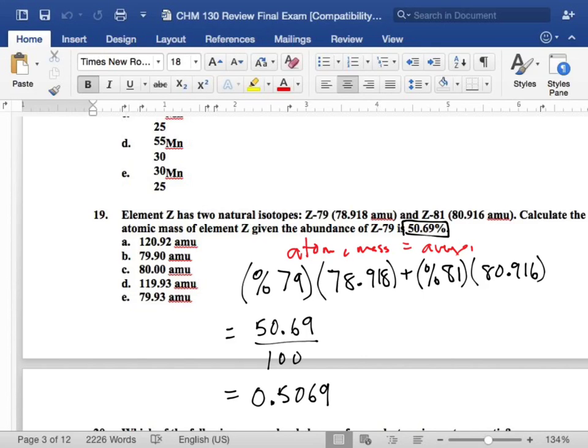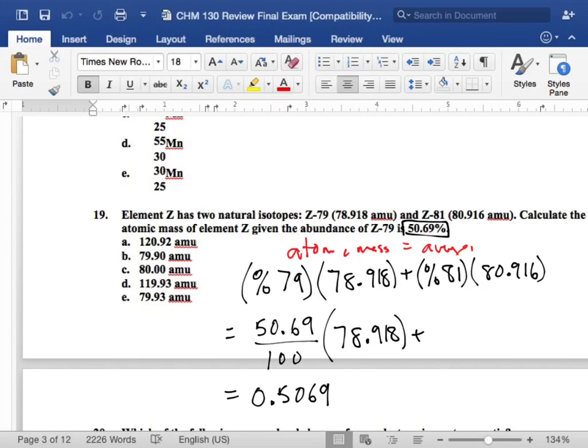say, well, it's so much easier to do that. You're doing the exact same thing. Nothing's different. You're doing the exact same conversion. You're shifting the decimal by 2 places because you're dividing by 100. We can then multiply by our mass, 78.918, plus the percent of atom 81.